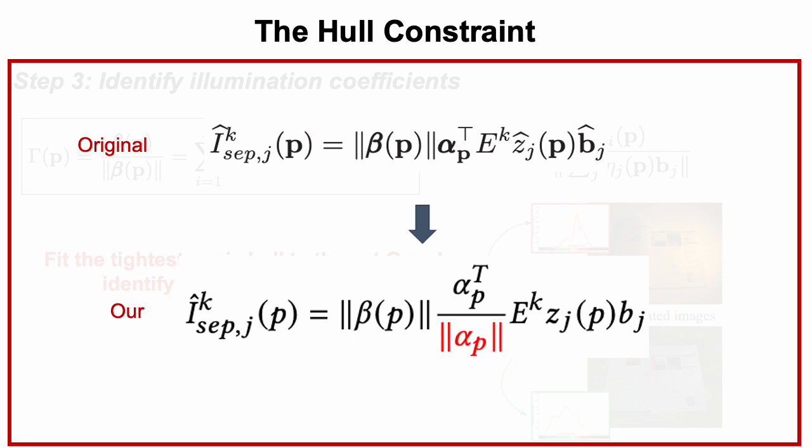For the jth light source, the estimated intensity is expressed as this equation in the original paper, and we found that the denominator, absolute alpha_p, was missing. This oversight has been identified and corrected in the final report. This correction is crucial as it ensures the accurate normalization of the reflectance coefficients, thereby improving the fidelity of the image separation process.